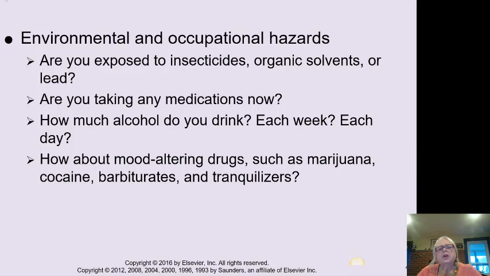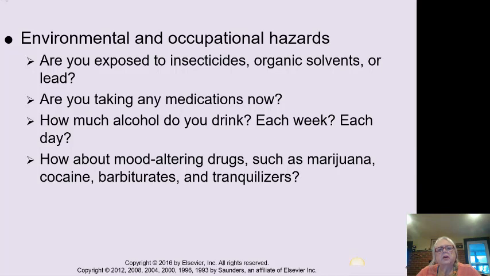But of course, how much alcohol do you drink? How much each week? How much each day? If somebody is dependent on alcohol or is subject to drinking a lot of alcohol, then that can cause delirium tremens if they decide to come off of alcohol, or if they're hospitalized for long enough that they are actually going through withdrawal.